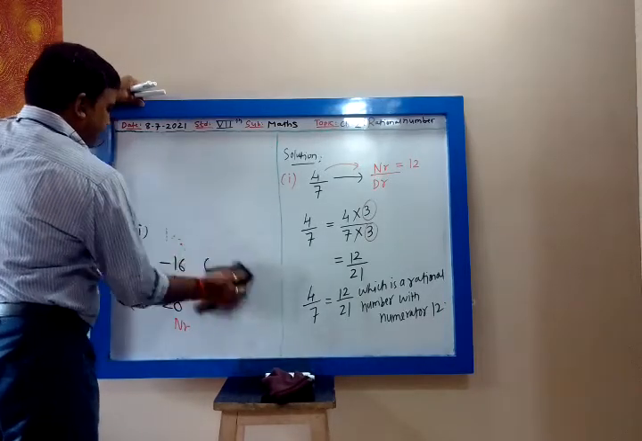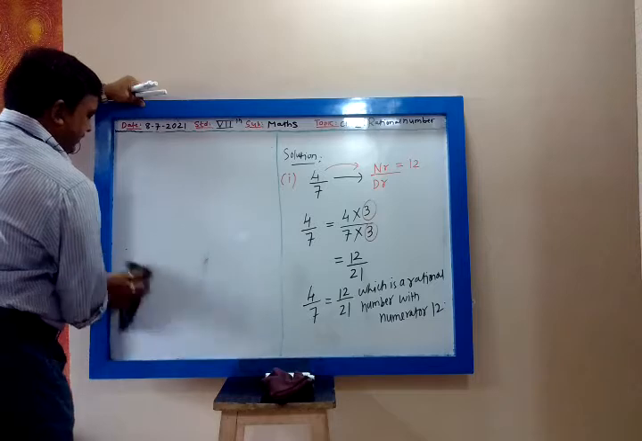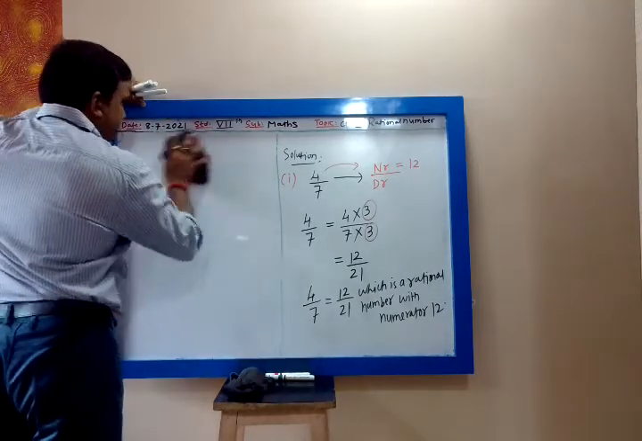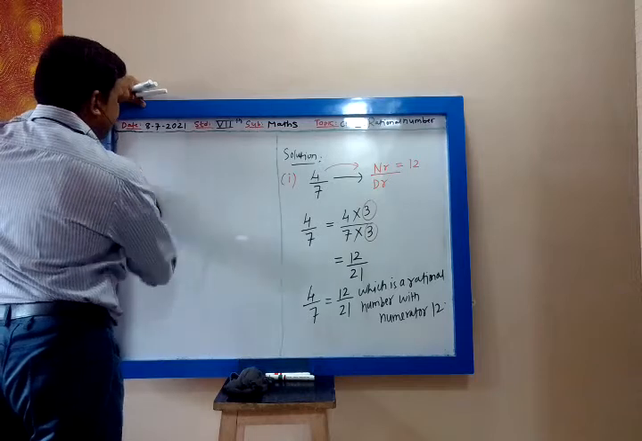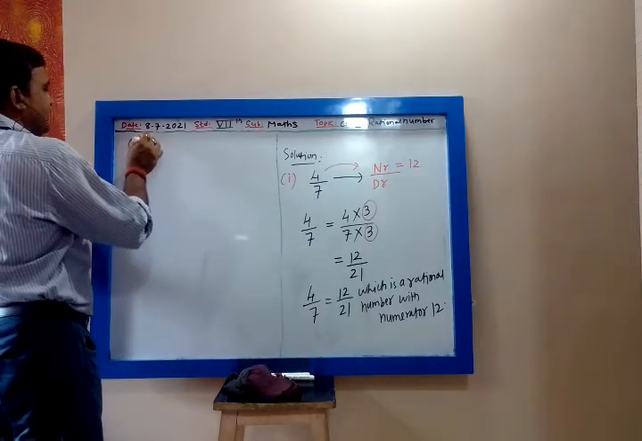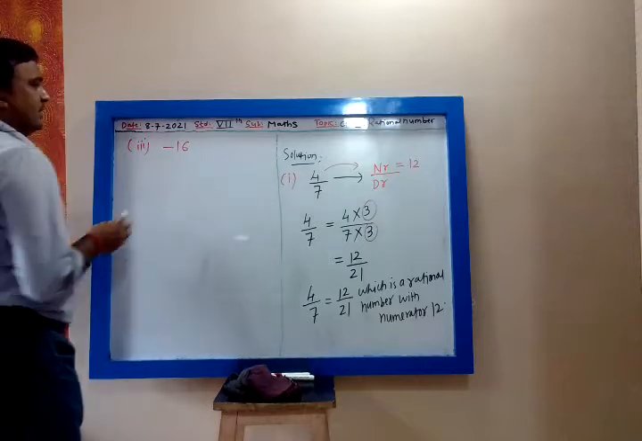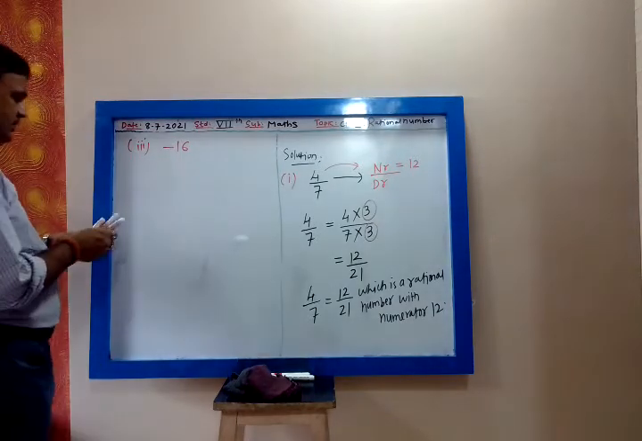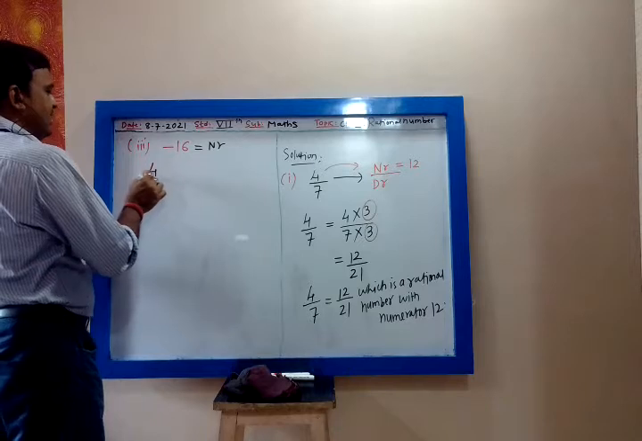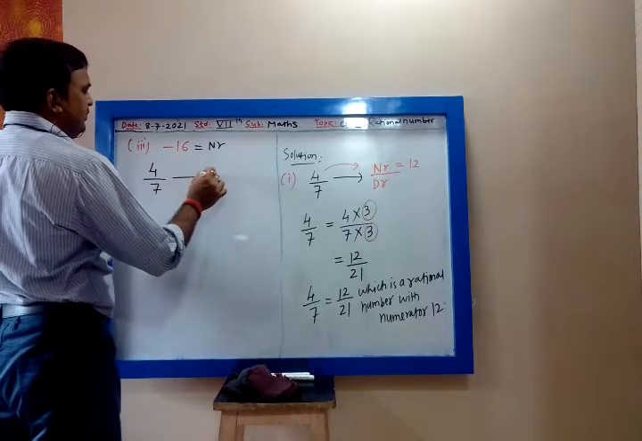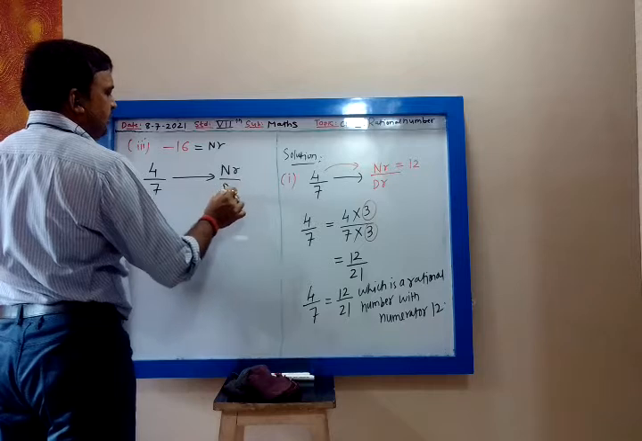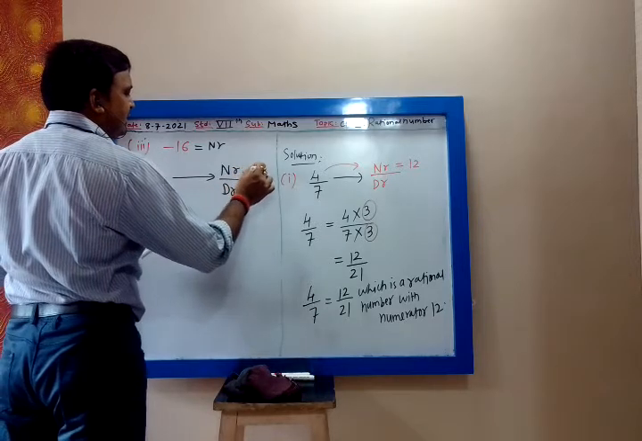Okay. So next it is minus 12. Let me take the second one as homework. Let me do the third one, minus 16. Let me do it. You want numerator minus 16. So 4 upon 7 is a rational number. This we have to convert into another rational number, numerator upon denominator, but you want numerator as minus 16.